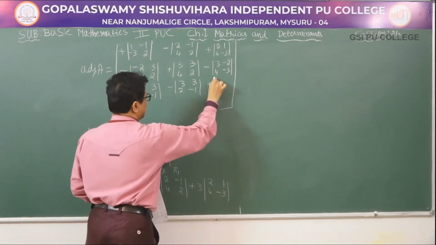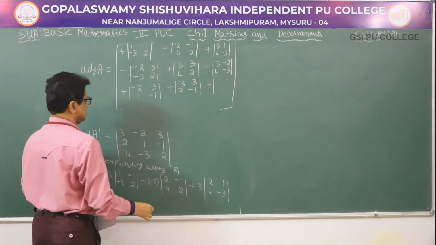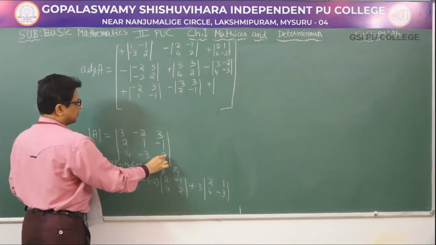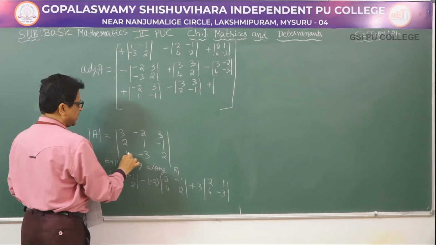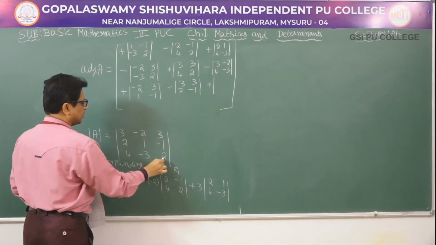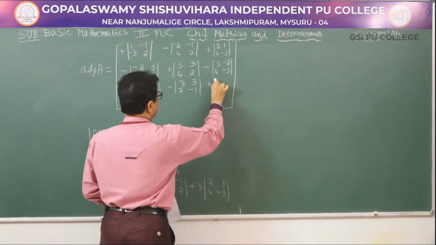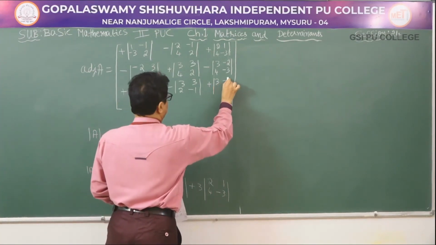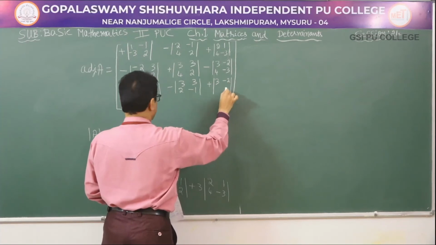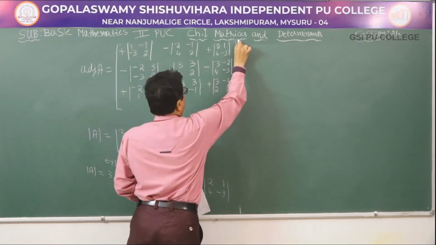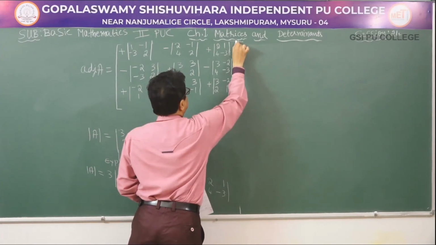Next, we shall find the cofactor of 2. First we write the sign plus. 2 lies in the third row, third column. We eliminate the third row and third column and take the determinant of the remaining elements. It is determinant of 3 minus 2, 2, 1. And we have to write T.